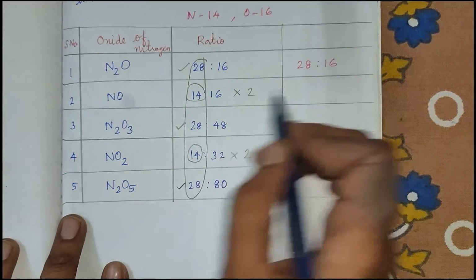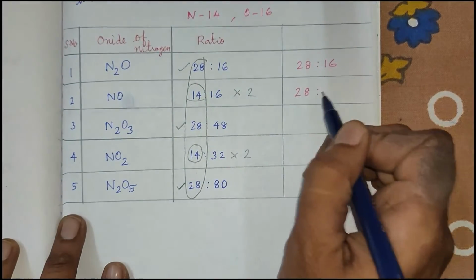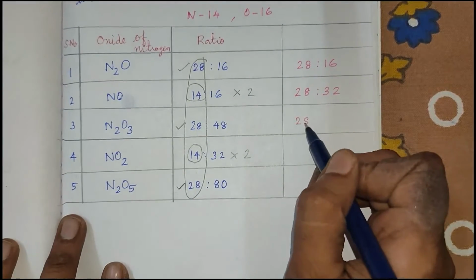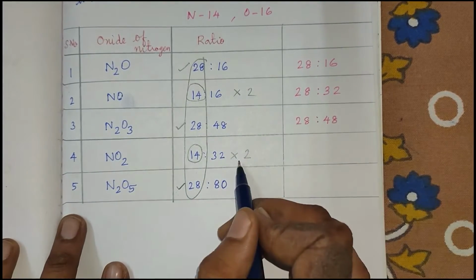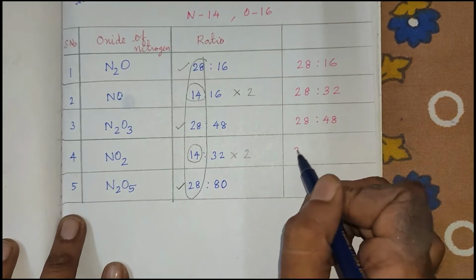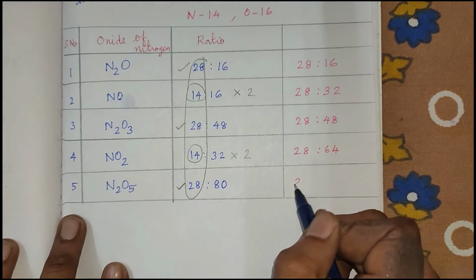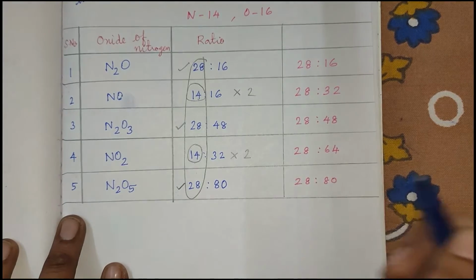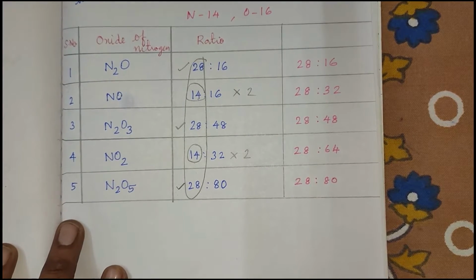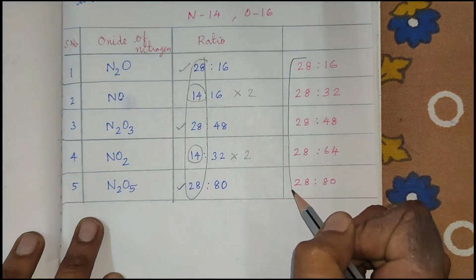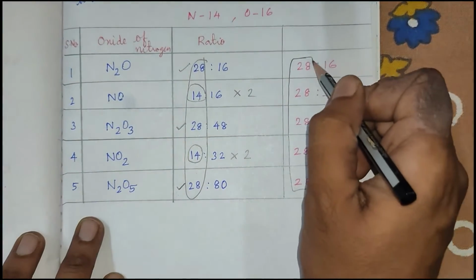Here I am multiplying by 2, so I will be getting 28 is to 32. In this case it will remain the same. In this case I am going to multiply by 2, so 28 is to 64. In this case it is going to be the same. So what is my aim? My aim is to keep the mass of nitrogen at a constant value, right?